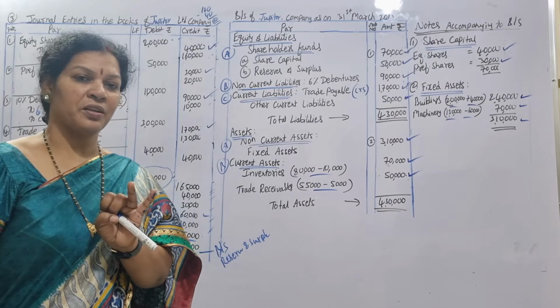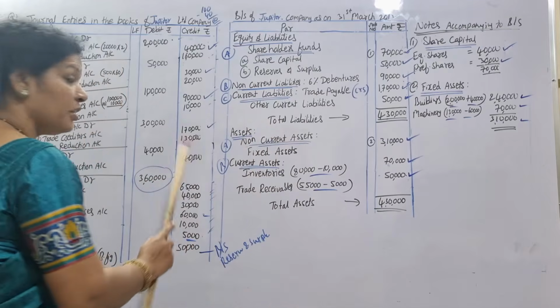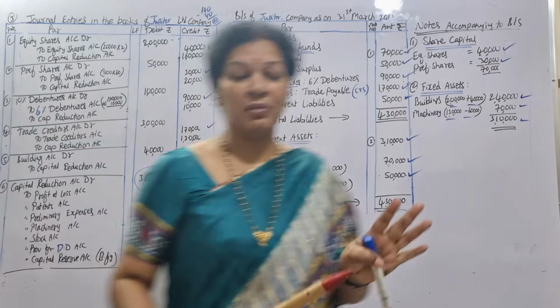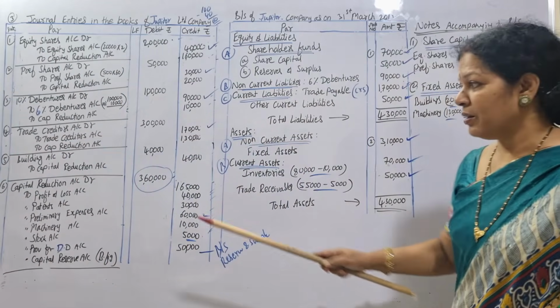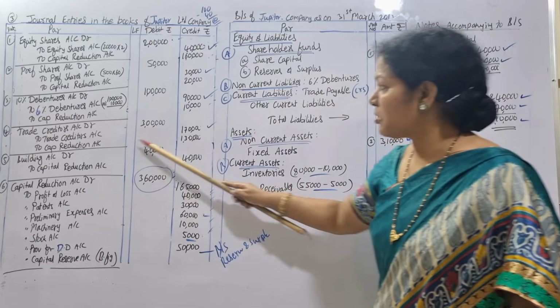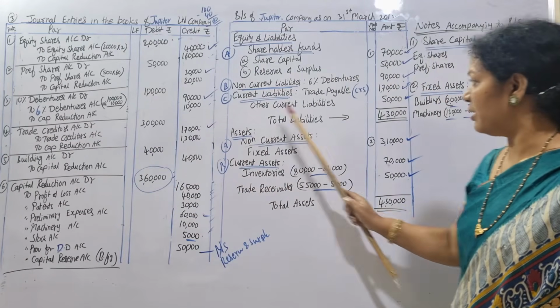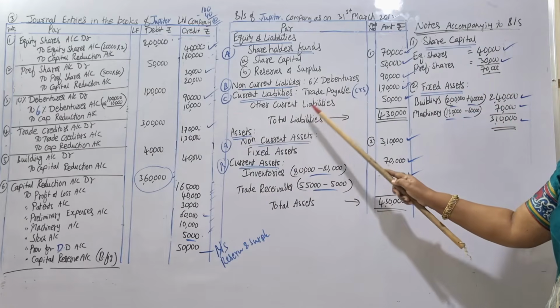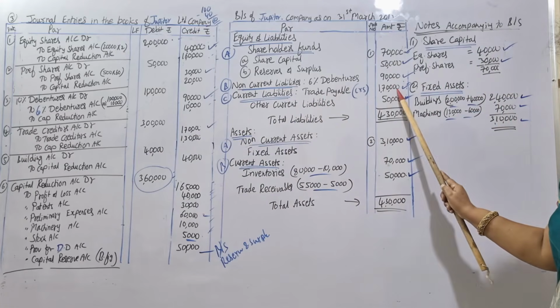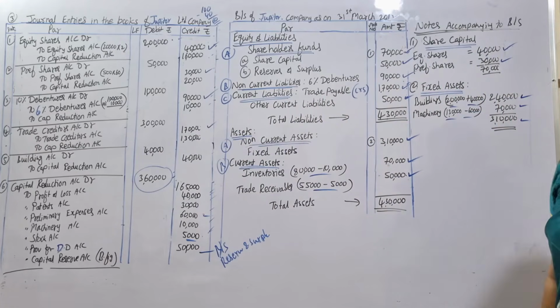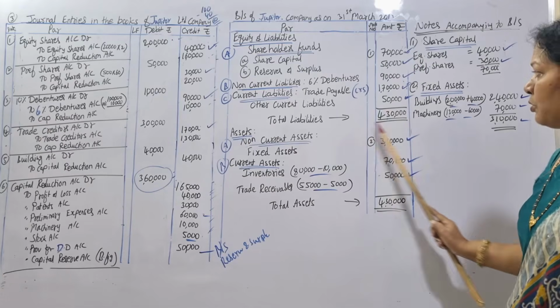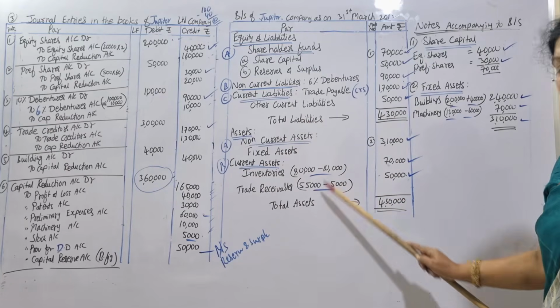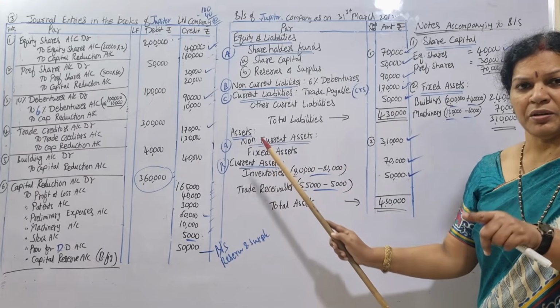Outstanding expenses are there. Now creditors are here. Creditors, we don't say it as creditors. Trade payable we will say. Trade payable. But for creditors also there is an adjustment. We have to take 1,70,000. So creditors, where it is trade payable, 1,70,000 we have taken. Other current liabilities this much. So total is this.